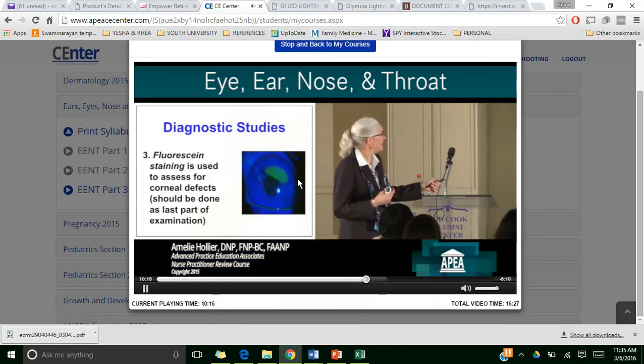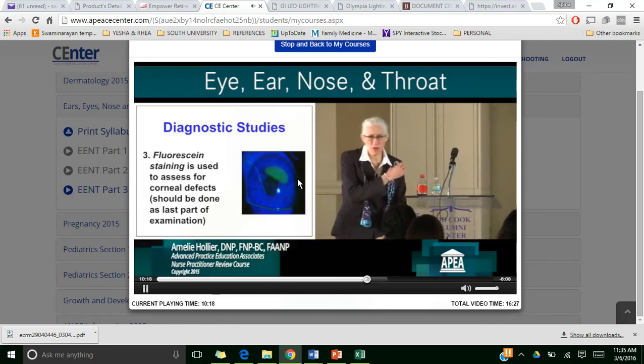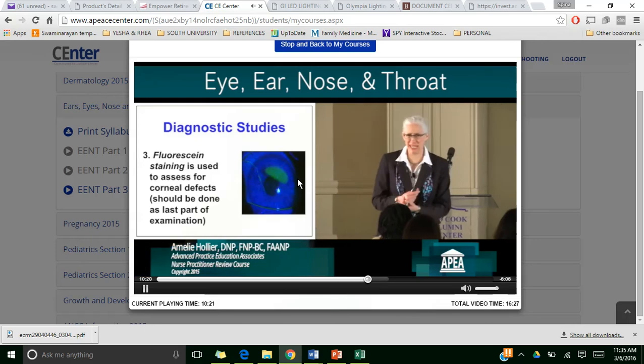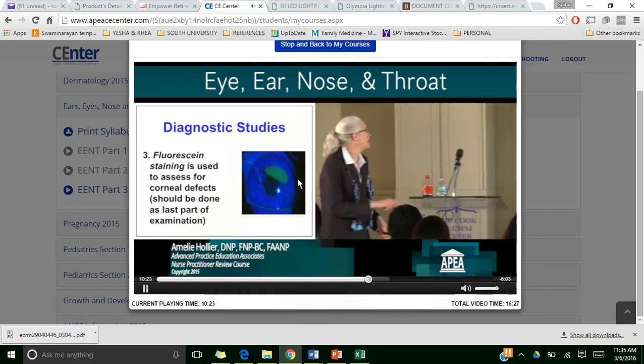What about red eyes? Well, there are some things that signal big trouble when a patient presents with a red eye. And here's what we think of.